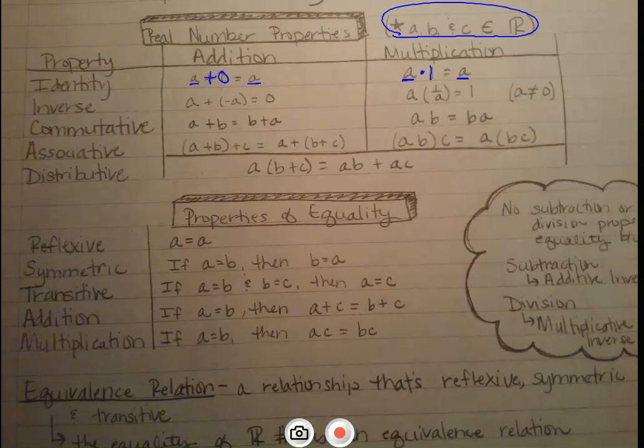The inverse property: if we have A, then we add a negative A, the inverse, and it equals 0. The inverse for multiplication: if we have A, we multiply by the inverse, which is 1 over A, and it equals 1. This might be more familiar if we think of 2/5 times 5 over 2 equals 1, multiplying those inverses.